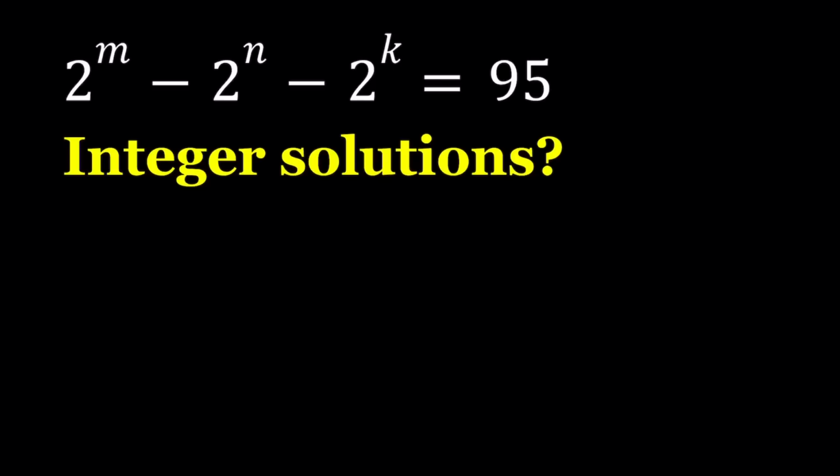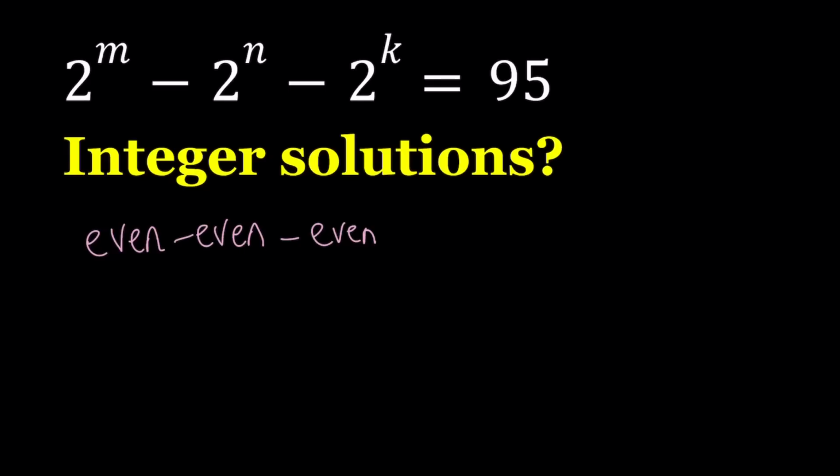We have 2 to the power m minus 2 to the power n minus 2 to the power k equals 95. m, n, and k are integers. So let's take a look at it from a parity perspective, which means the evenness and oddness perspective. Powers of 2 are pretty much even numbers. So when we have even minus even, that is even. You can easily prove that. And if you subtract another even number from it, the answer is going to be even again. So no matter how many evens you subtract, you're always going to get an even answer.